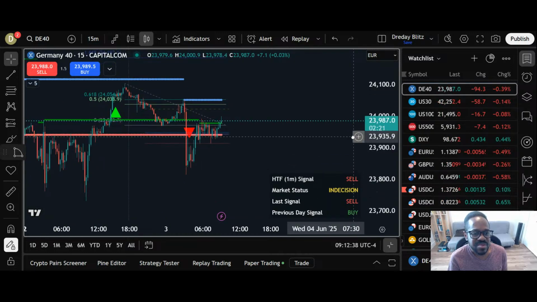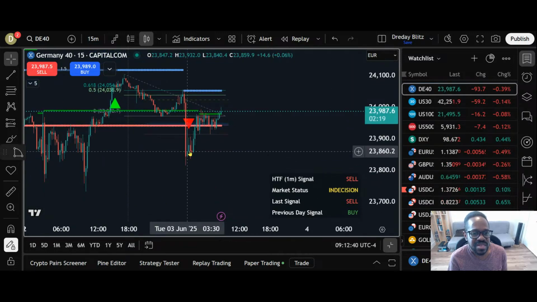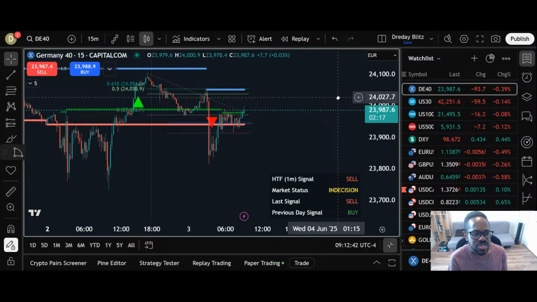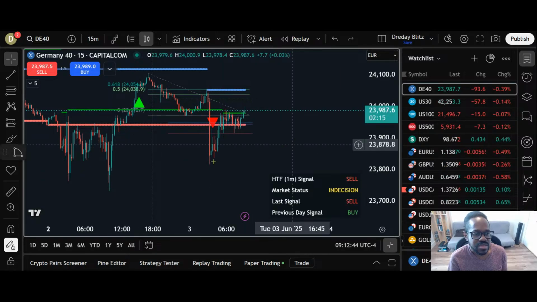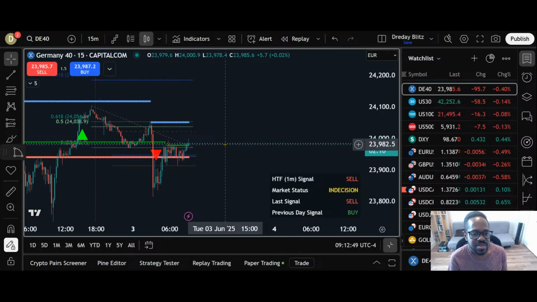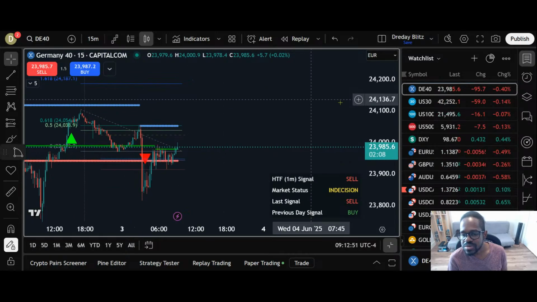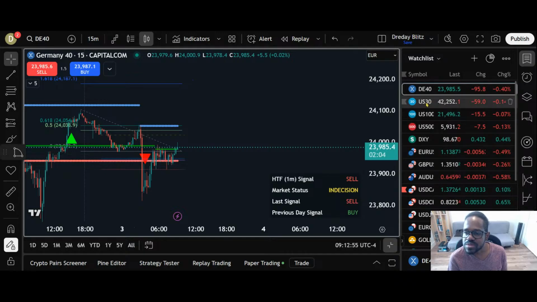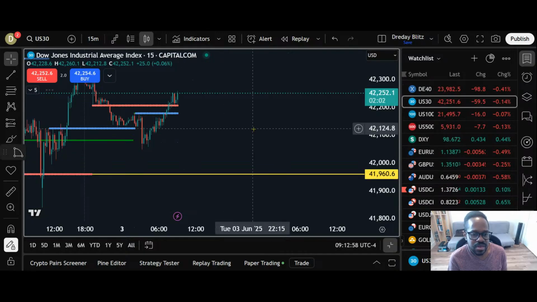Indices, we were looking for a sell. So we had the sell here. Now it's retracing. So this sell here was done, as we can see. So waiting for a buy setup here to go in upside. So right now we're in the indecision mode status. So be careful.